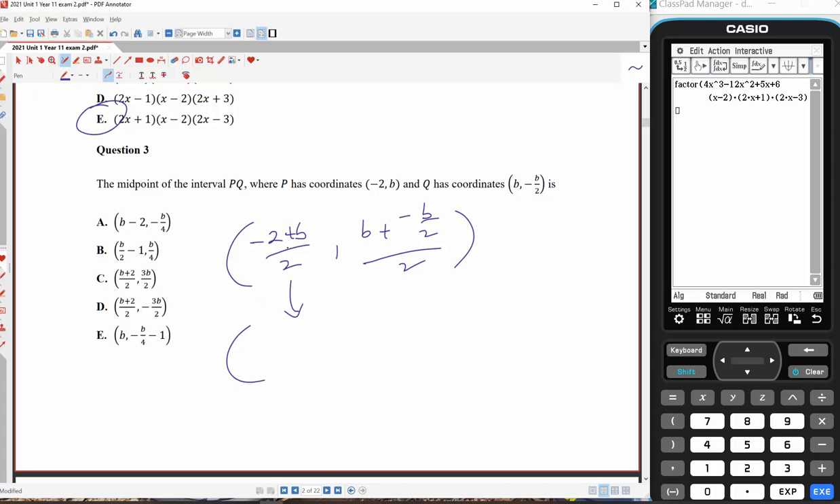So what this could be expressed as is b take 2 all over 2, comma b take, let's do a common factor for this, so over 2 over 2, that is going to be b over 2 over 2. That could then be written as b on 2 take 1, b on 4. Yep, there it is there, b.